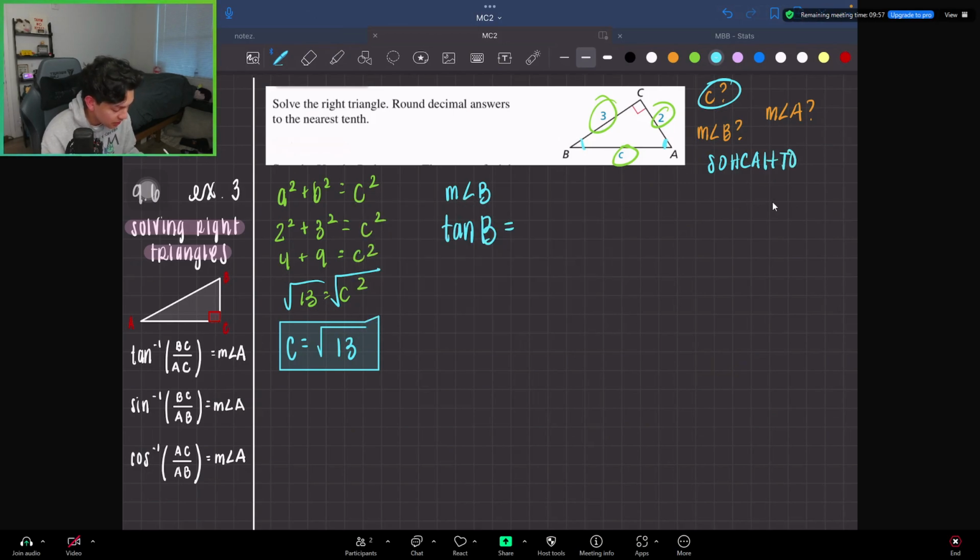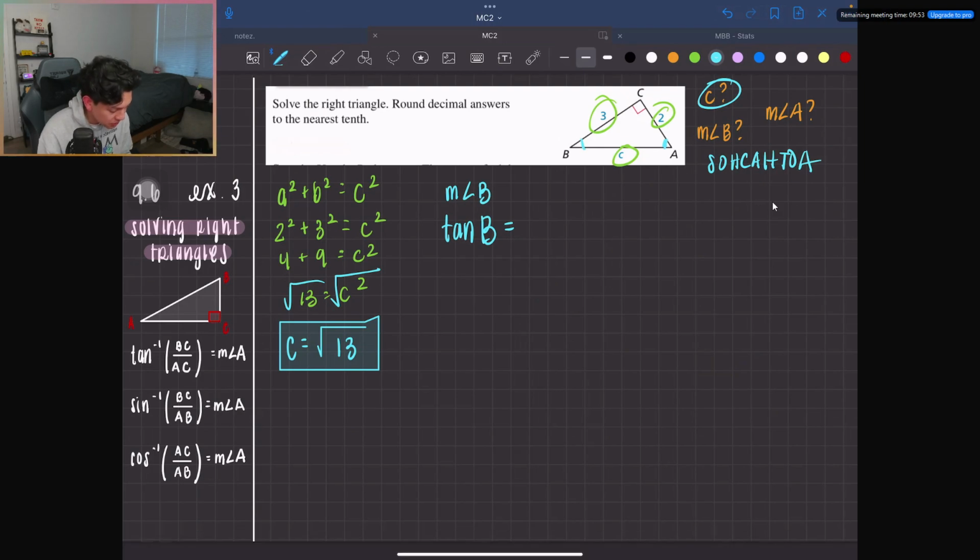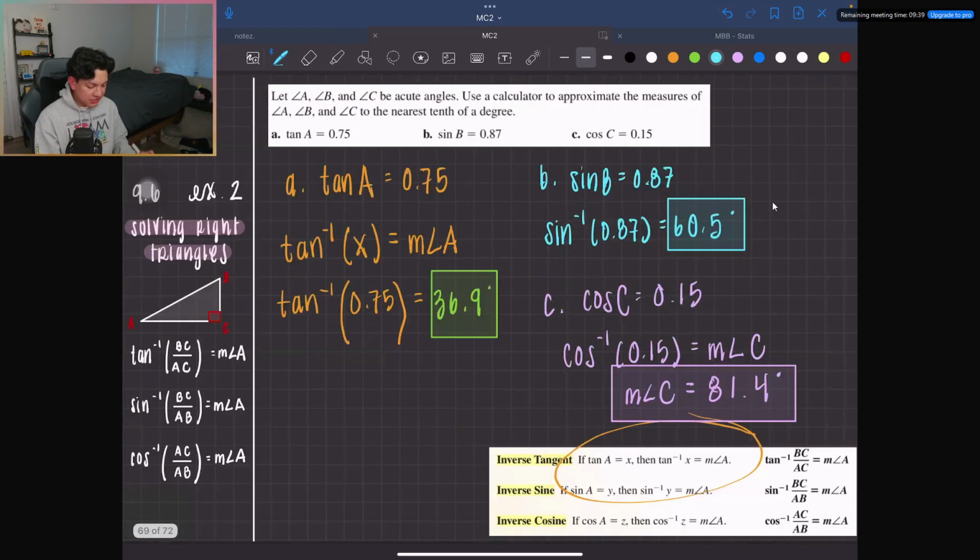No, really? That was fast. According to SOHCAHTOA, I am going to get our opposite side over our adjacent. That is the ratio here. So our opposite side for angle B is going to be 2, so 2 over 3. Okay, and remember, according to our inverse tangent, if tan of A equals x, then the inverse of tan x equals the measure of angle A.